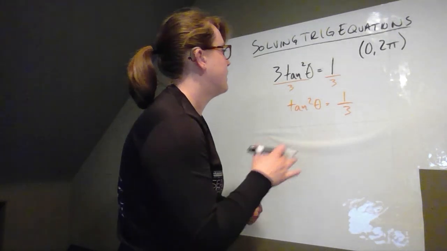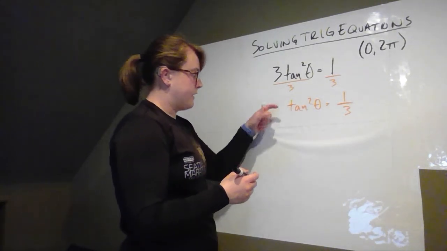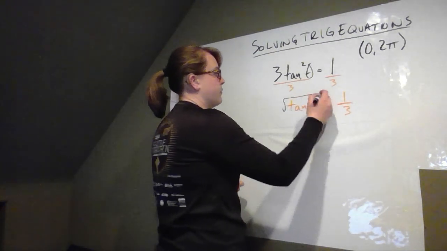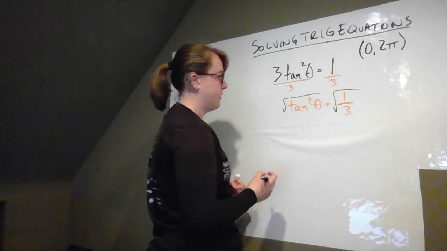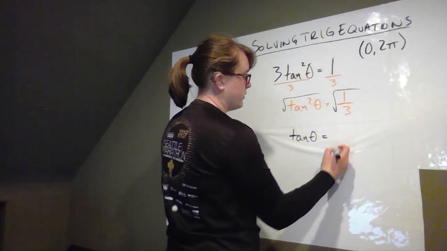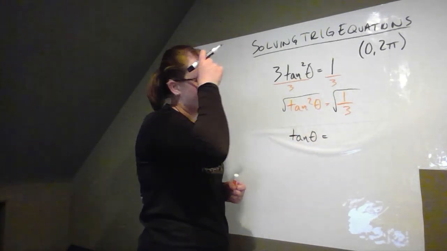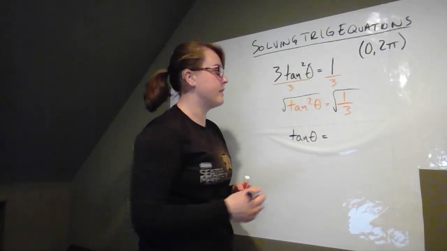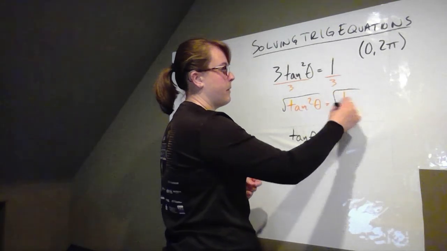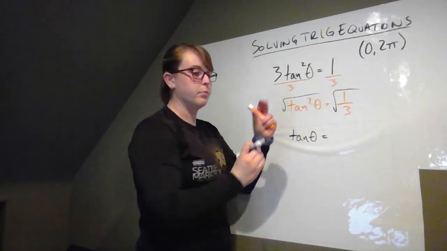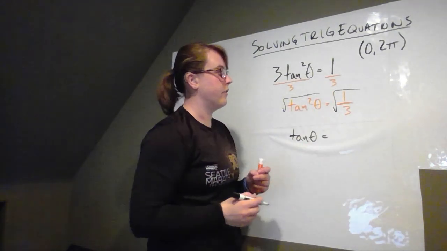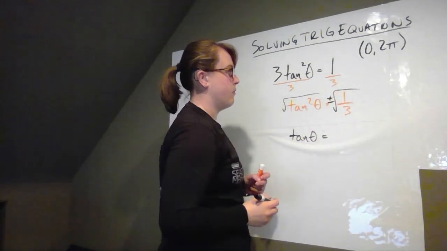All right. So now that we've gotten to tangent squared equals 1/3, I'm going to take the square root of both sides. So we get just tangent equals the square root of 1/3. And remember, when you square root a fraction, it's going to be the top square rooted over the bottom square rooted, because you can split it up like that. And it's also going to be plus or minus the square root of 1/3.